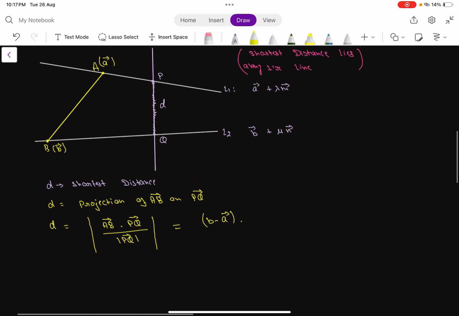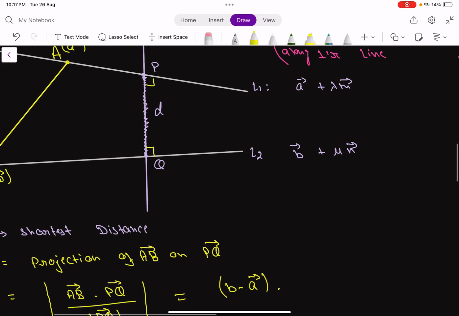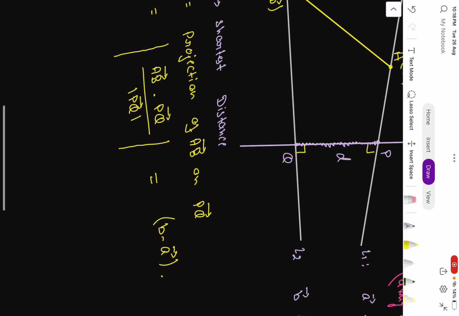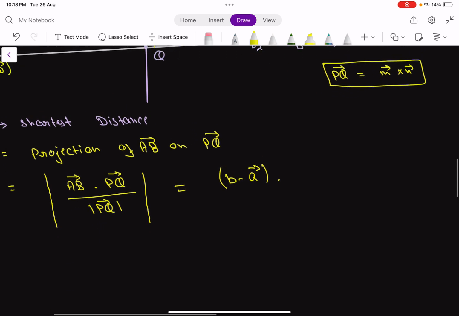Dot PQ vector. We all know that PQ is the line which is perpendicular to line L1 as well as line L2. So I can easily write here that PQ vector will be equal to m vector cross n vector. Just keep in mind that the PQ vector is the parallel vector to the line which is perpendicular to both line L1 and line L2. So I can write PQ as m vector cross n vector, divided by the magnitude of m cross n vector. So this will be our formula for the shortest distance in vector form.